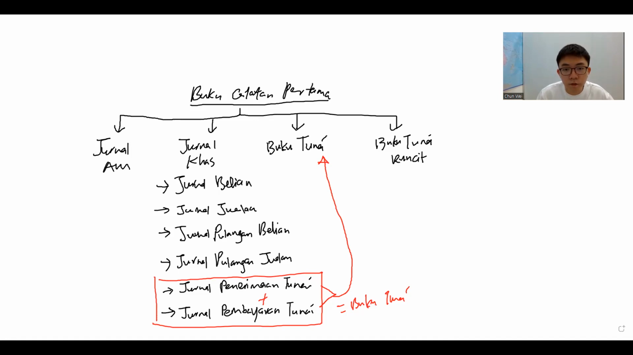Now, you can see that this is the format for journal penerimaan tunai and journal pembayaran tunai. Okay? And why do I say that you add this up, you get buku tunai? It's very simple. Because you see here, you take this part, and this part, you add up, is actually equals to here. So you see, it's actually the same thing. Now, I give you 30 seconds to see if it is the same. And maksudnya on the debit side, you know that this is a penerimaan side, meaning the money comes in. And on the credit side, here is actually the pembayaran.